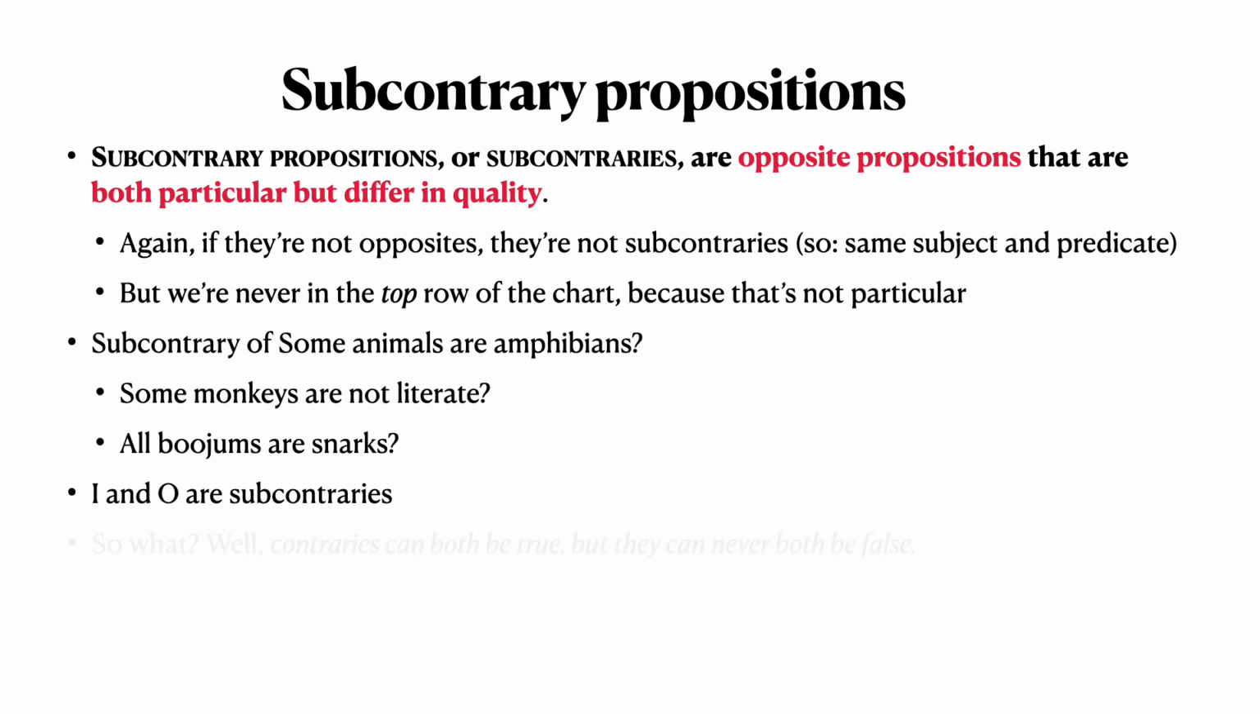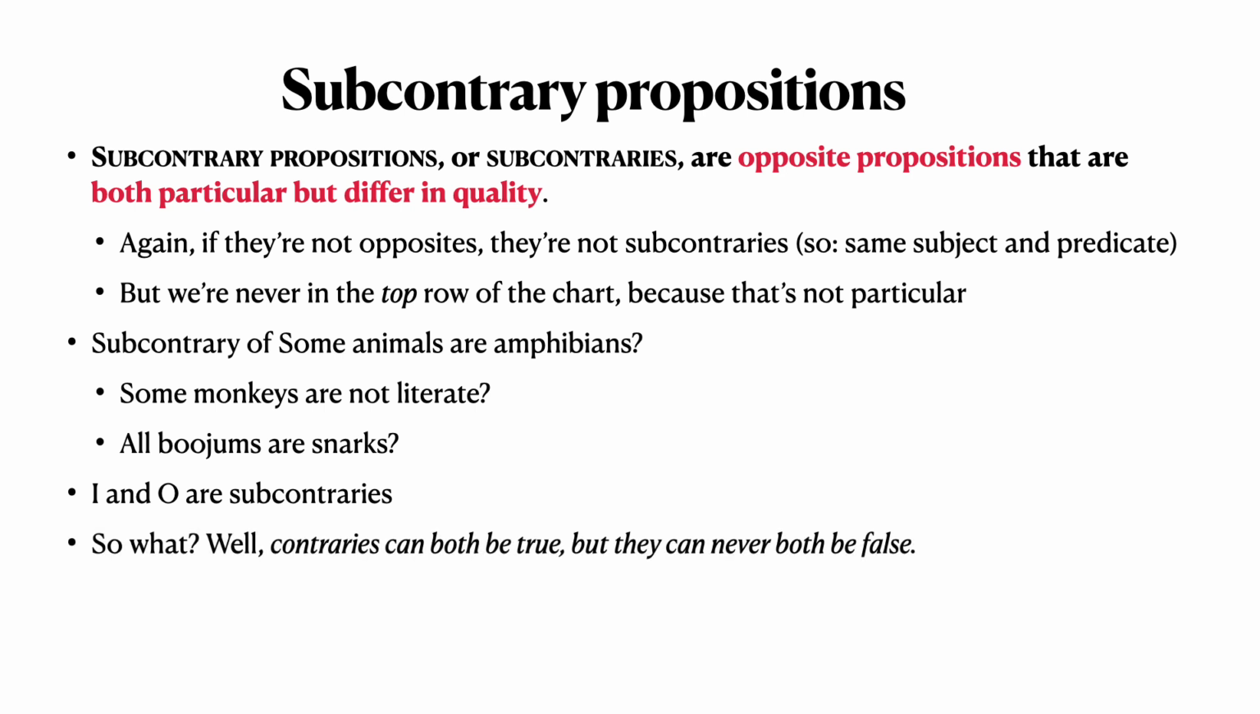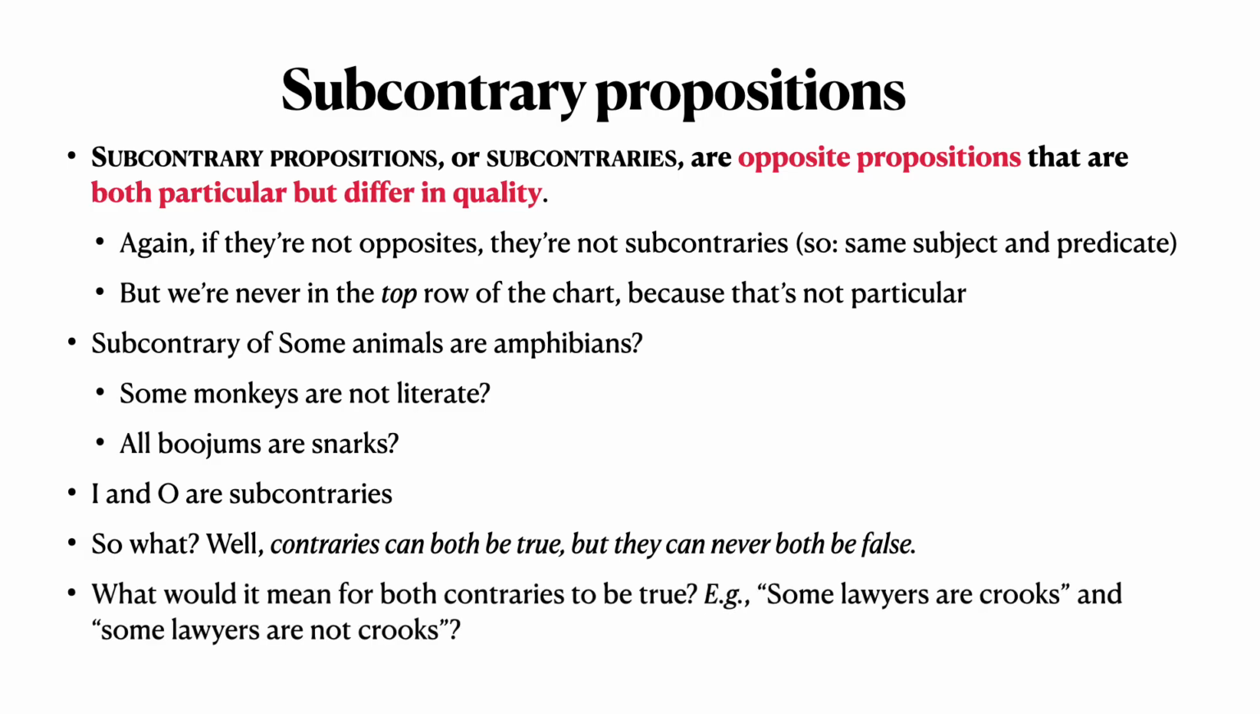Interesting. Okay, well, so what? Well, subcontraries can both be true, but they can never both be false. What would it mean for both of them to be true? Well, we've seen some examples already. Some lawyers are crooks, some lawyers are not crooks, right? As I say, a lot of the world works that way, but they can never both be false. If it's false that some men are immortal, then it can't be false that some men are not immortal, if you pardon the double negative there, okay?